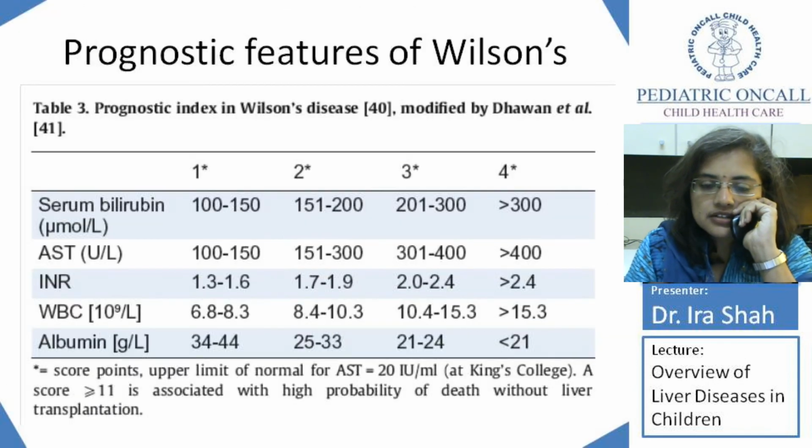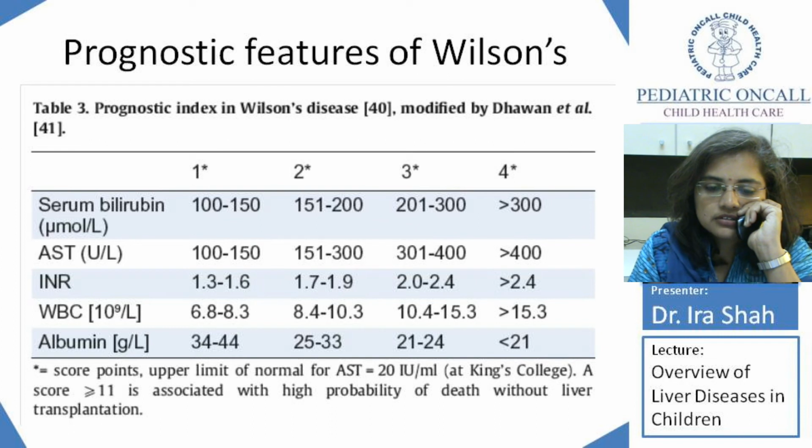King's College London developed a prognostic index. When should these patients with Wilson's disease undergo liver transplant? And it was found that if you look at the bilirubin, HGOT, HEPT, INR, WBC and albumin, and if you have a score more than 11, they will probably die without a liver transplantation. So you need to do liver transplant with this scoring system.